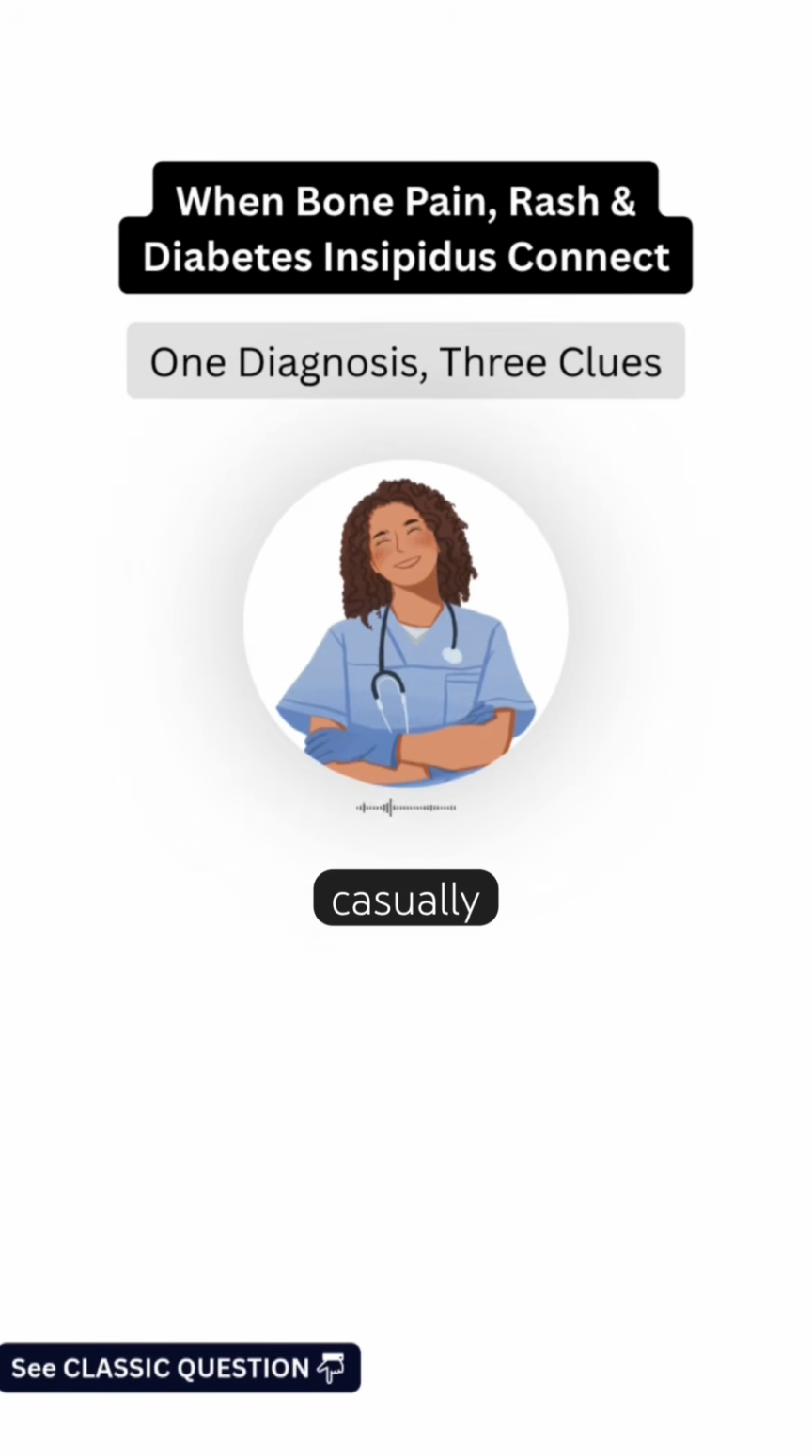Then, the examiner casually throws in an erythematous papular rash. Okay, now I'm officially confused. Bone pain, a skin rash, and central diabetes insipidus? Either this child has 3 completely different diseases, or the examiner is hoping we realize they're all connected. Then comes the X-ray. Well-defined punched-out lytic lesions, one in the femur, another in the skull.